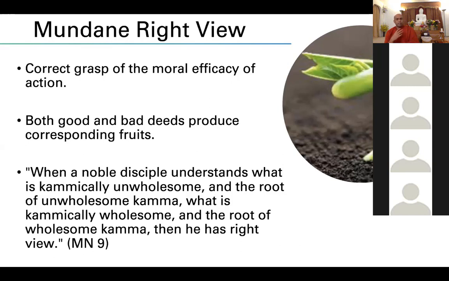Our actions are creating certain habits in us, and our actions create certain potency in us that has the ability to give different experiences to us. And then, in one important sermon, when the Buddha described the right view, he said that when a noble disciple understands what is karmically unwholesome and the root of the unwholesome, and what is karmically wholesome and the root of the wholesome, then he has the right view. So this is understanding this basic distinction. There are wholesome actions, there are unwholesome actions, and there are roots for these wholesome and unwholesome actions.